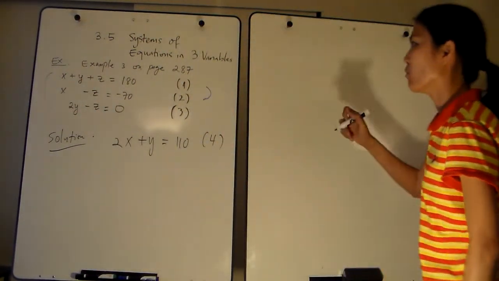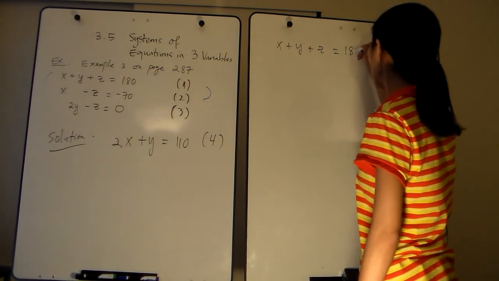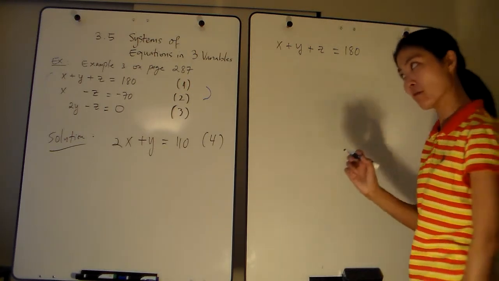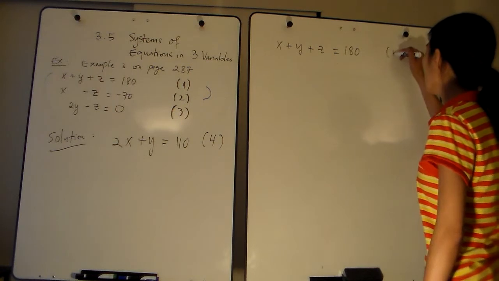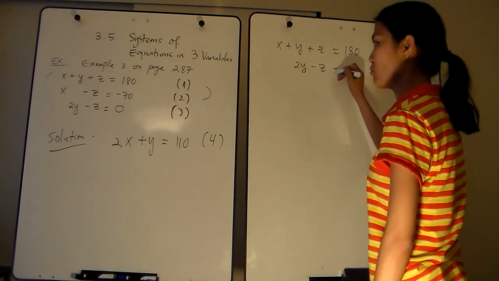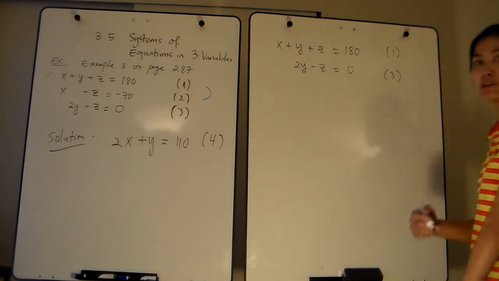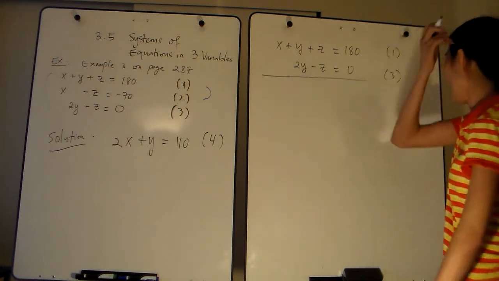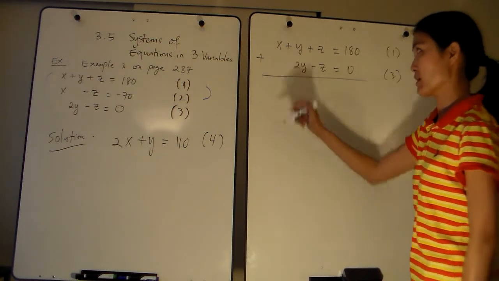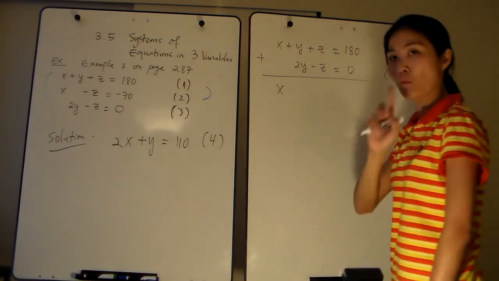So using equation 1, again we have x plus y plus z equal 180. Remember, the goal is to eliminate the same variable. Alright, this is equation 1. Equation 3 is 2y subtract z equal to 0. Since we're ready, we don't need to solve or multiply anything. We can add them. There's no x here, means 0x. So 0x plus x is x, right? 0x plus 1x is 1x.